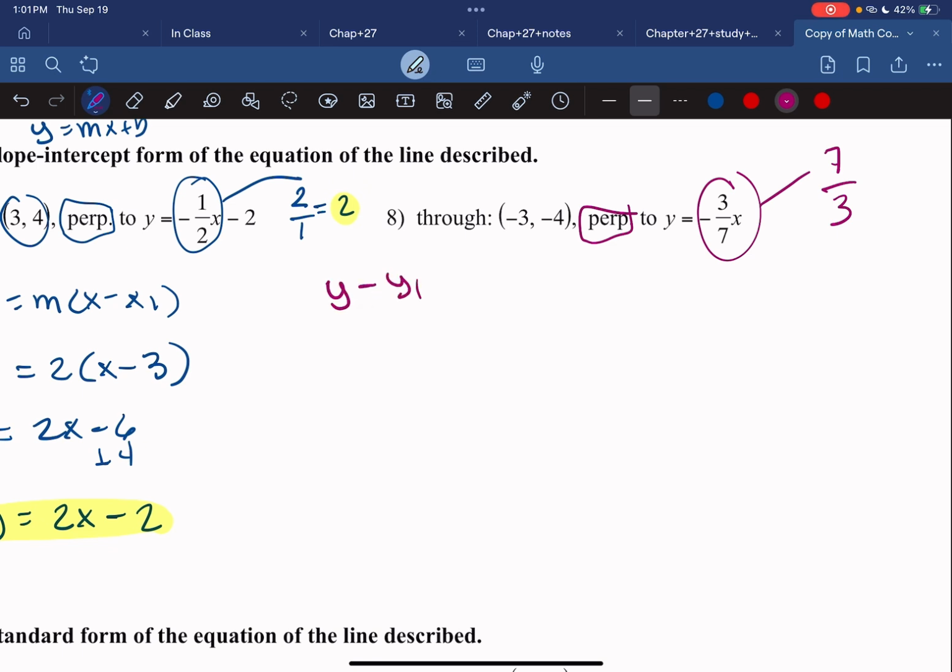Y minus y1 equals m(x minus x1). We're given these points.